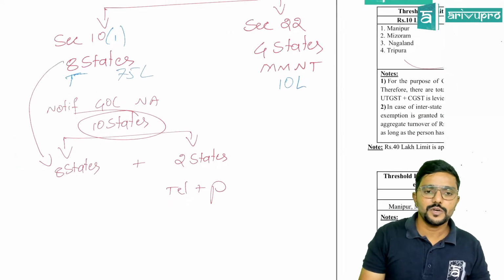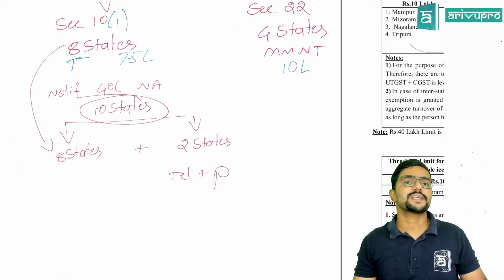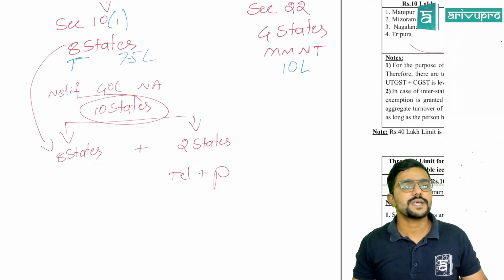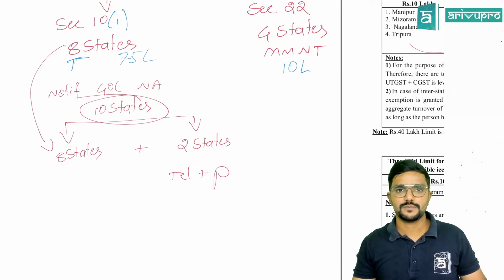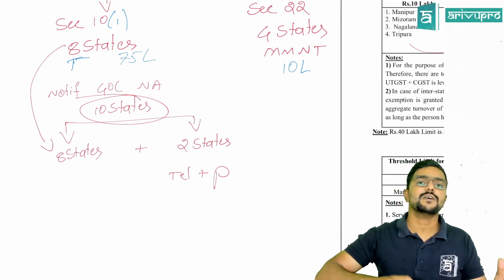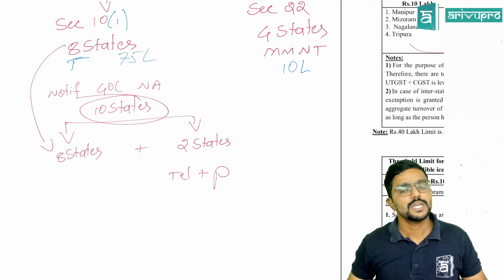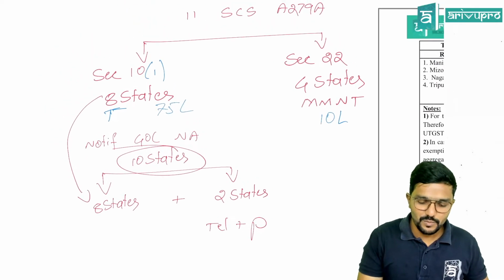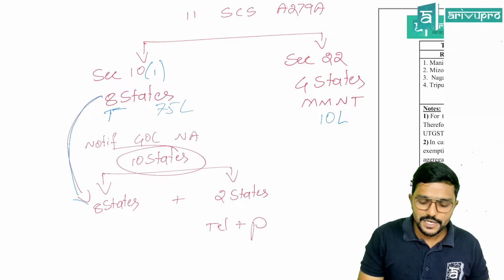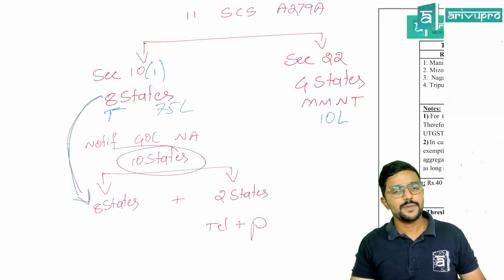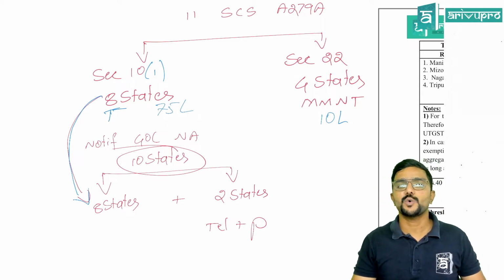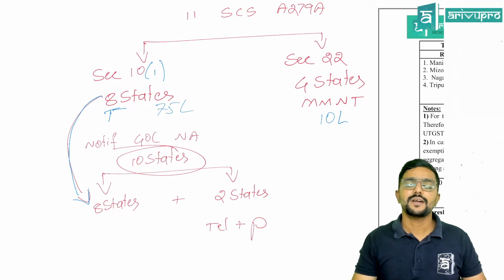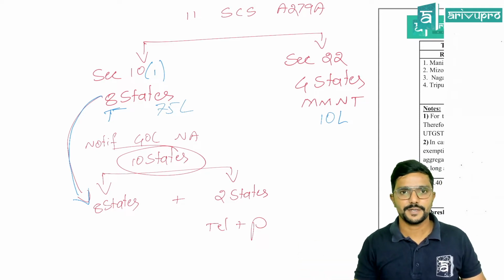Now, as per the notification, a 40 lakh limit is applicable for the exclusive supplier of goods, but 10 states are excluded from this. Means for these 10 states, either a 10 lakh or 20 lakh limit will be applicable. Which are those 10 states? Simple. Whatever 8 states are there for Section 10.1, take the same 8 states as it is, plus 2 additional states, that is TP. What is that? That is Telangana and Puducherry, or PT. PT or TP, anyway, you can take it.